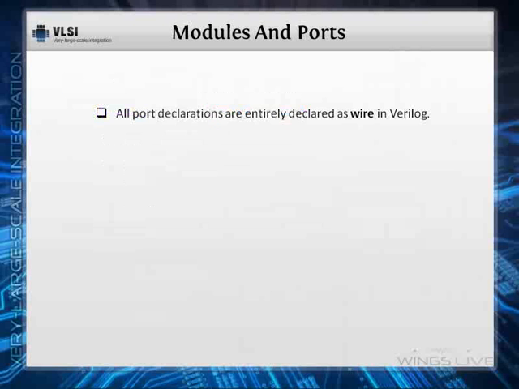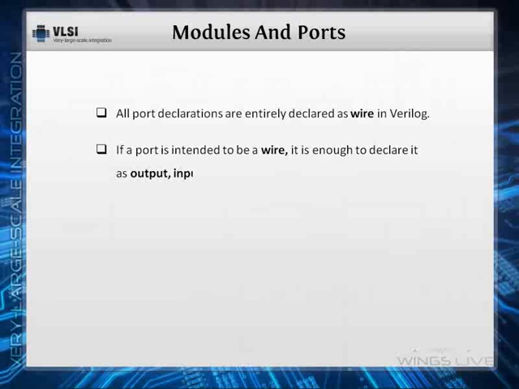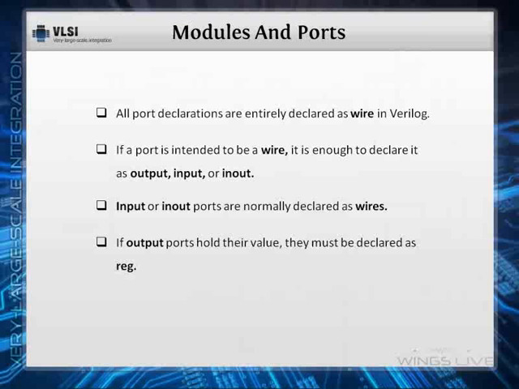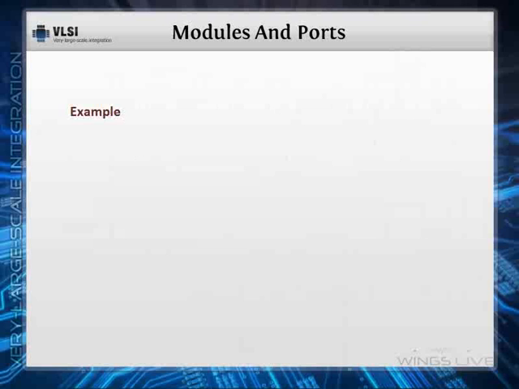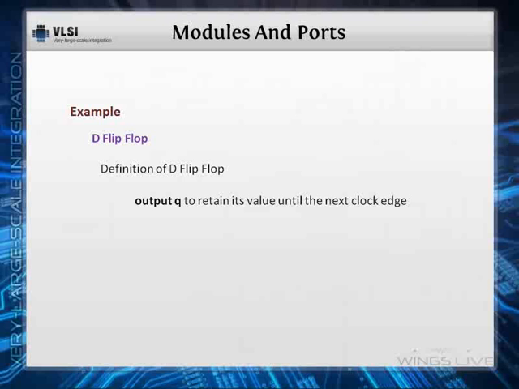Note that all port declarations are entirely declared as wire in Verilog. Thus, if a port is intended to be a wire, it is enough to declare it as output, input, or in-out. Input or in-out ports are normally declared as wires. If output ports hold their value, they must be declared as reg. For example, let's consider the D flip-flop. In the definition of D flip-flop, if we want the output Q to retain its value until the next clock edge, we should declare it as output reg Q.